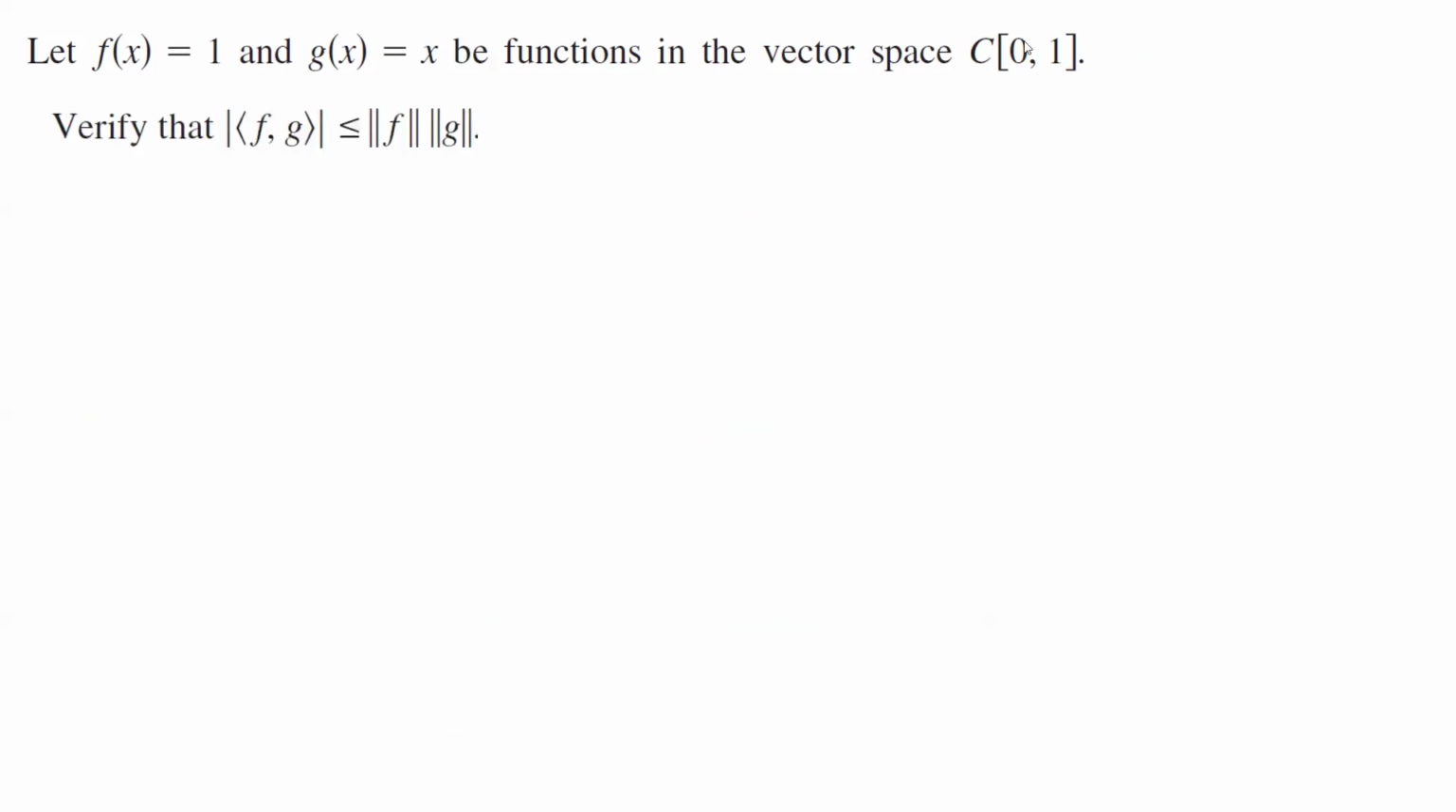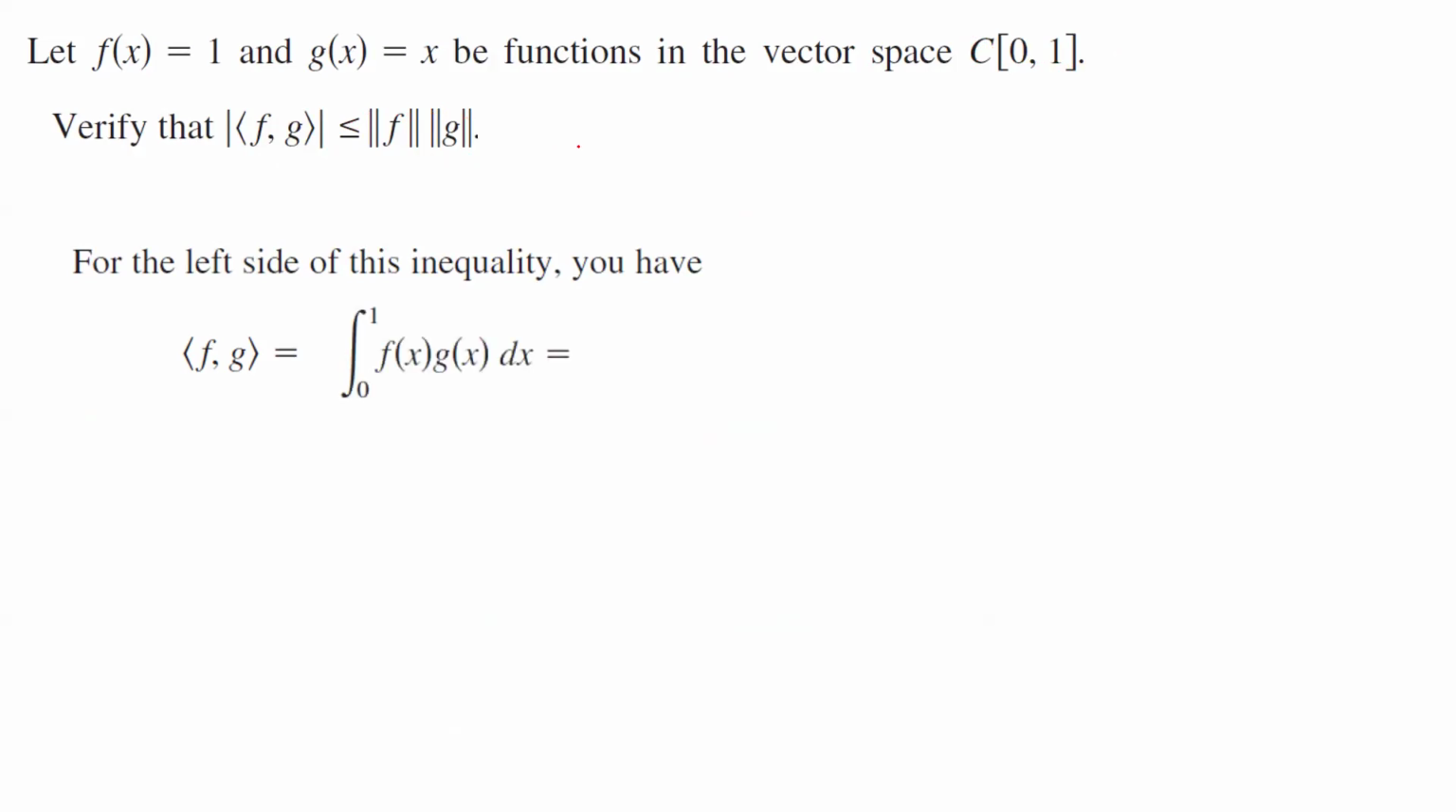Verify that the absolute value of the inner product between f and g is less than or equal to the magnitude of f times the magnitude of g. For the left-hand side of the inequality, first, let us find the inner product between f and g using the definite integral. So here you have the definite integral from 0 to 1 of f times g, which is equal to the definite integral of 1 times x, which is a half x squared between 0 and 1, or just a half. So this is your left-hand side.